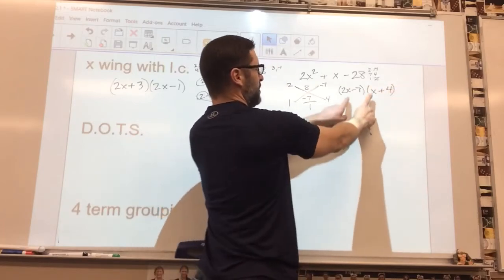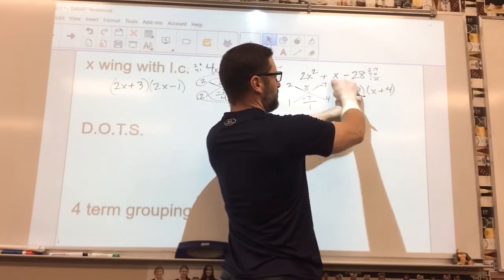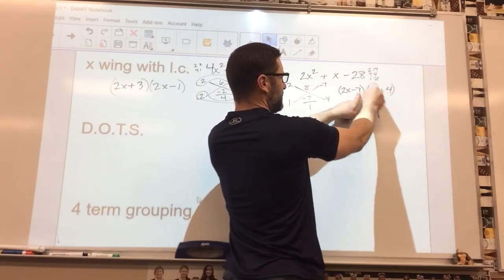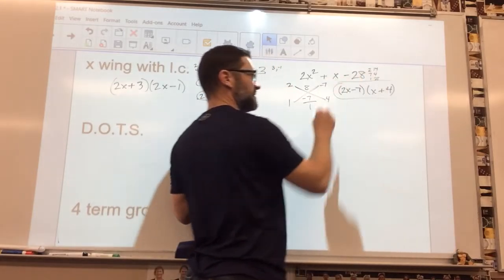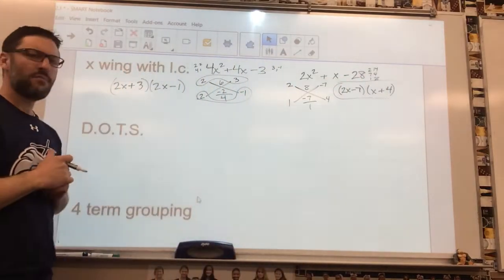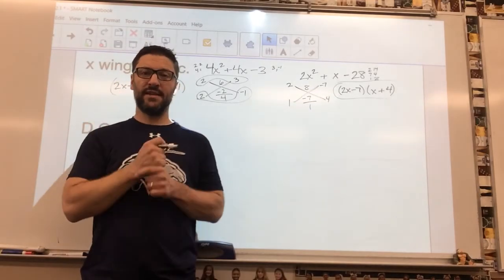Let's see if we have it. 2x squared. 8x minus 7x is plus 1x. Negative 7 and positive 4 is negative 28. I got it. Looks like that. And that's 4 X-wing examples, 2 that didn't have a leading coefficient.